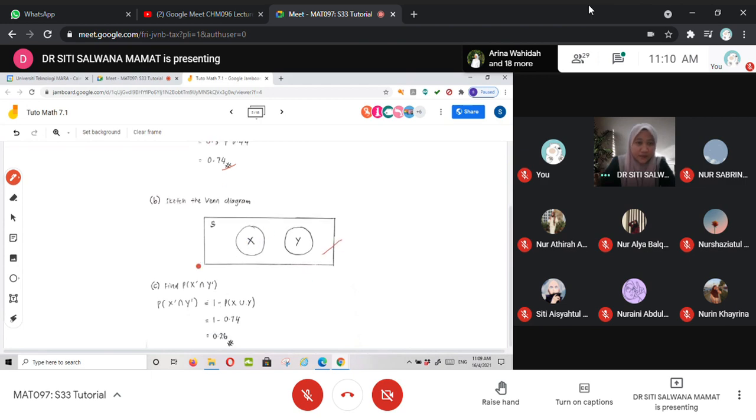Okay, so lastly, find the intersection between what? Okay, X complement and Y complement. Find the probability. Okay, so this is your equation. This is the rule. Okay, so you plug in the value, which is we have 1 minus your union just now, 0.74. Okay, so you need to remember this formula, this rule.